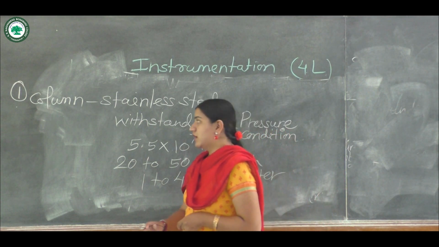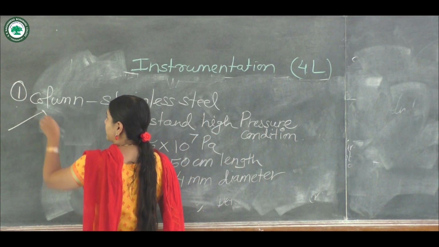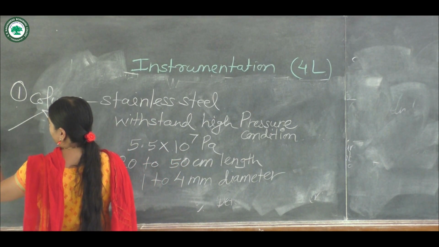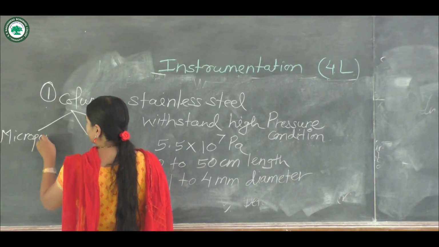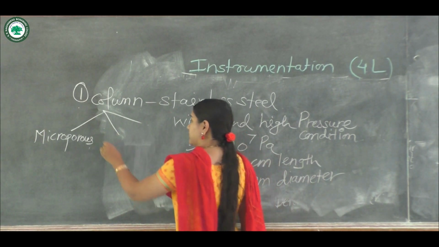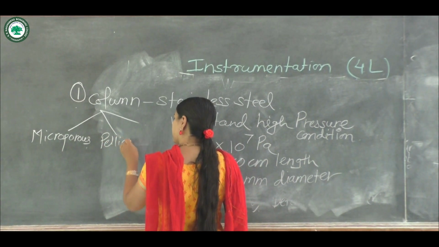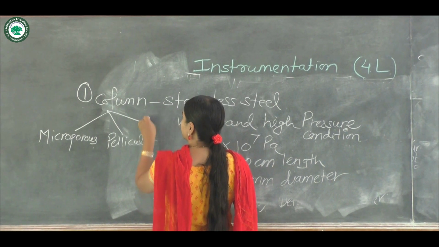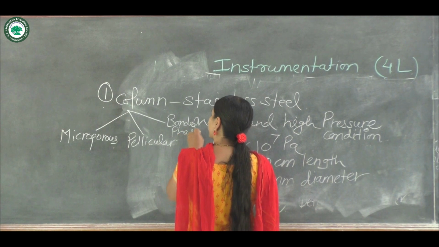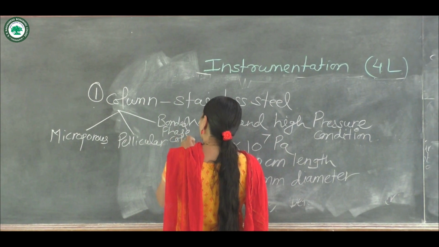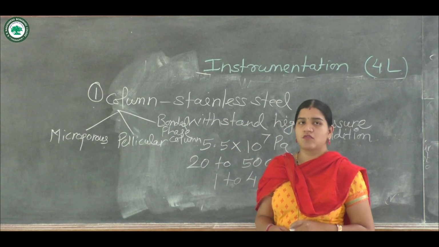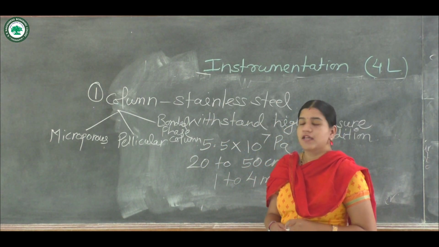Basically, three types of columns are generally used in HPLC. That is the microporous column. Then the second one is the pellicular column. And the third one is the bonded phase column. So these are the three different types of columns that we are using in HPLC.